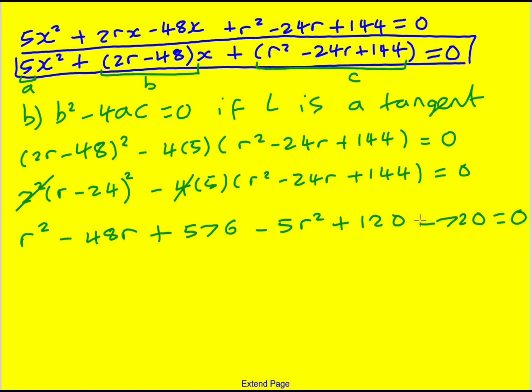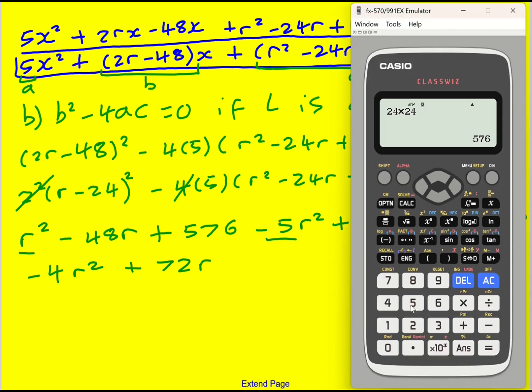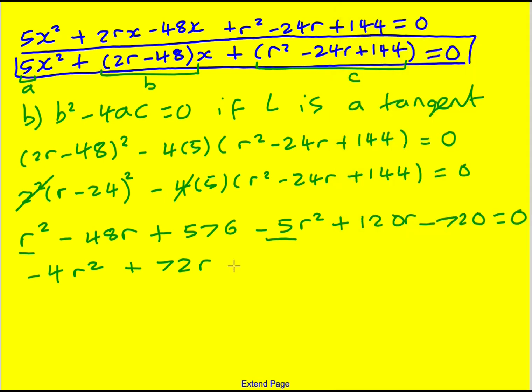Then, oh, I think I missed an r out. R there. So minus 4r squared. And then 120 minus 48 is going to give me plus 72r. And 576 minus 720 gives me minus 144. To be honest, you can just stick this in your calculator.